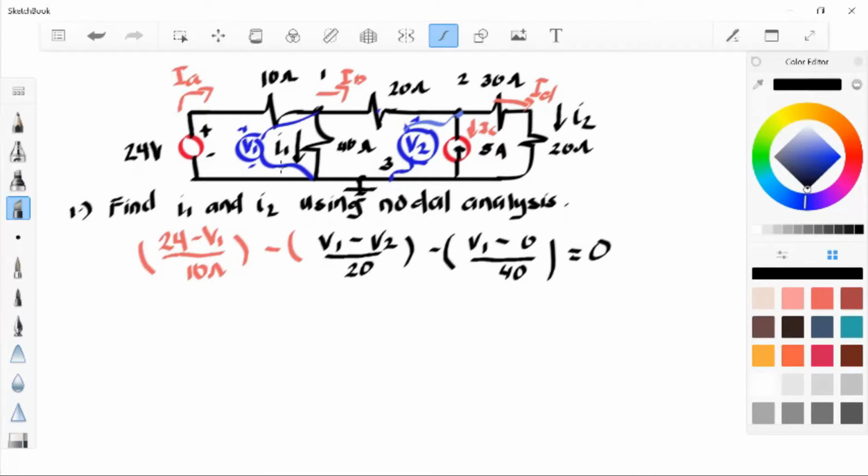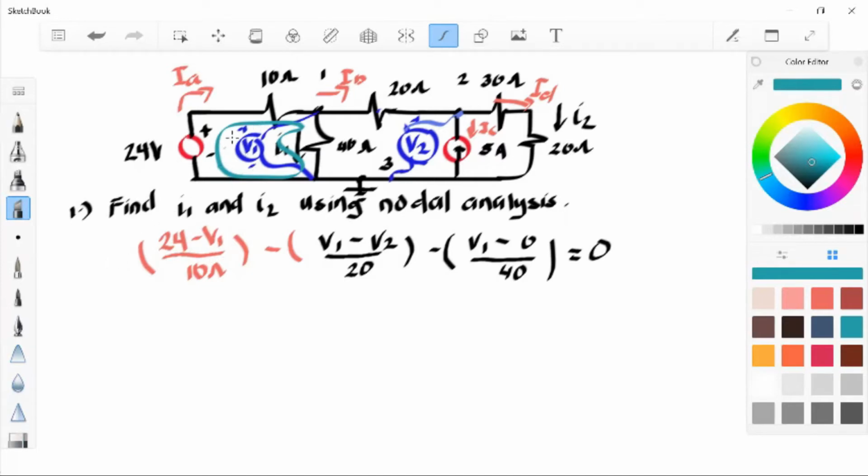If you look closely, the essence of a datum is that for this current IA, it must be a closed path. This is 24 volts, this is V1 right there, and again it closes to the negative side of the 24 volt voltage source. The voltage is divided by the resistance between them, which is 10 ohms. That's how you get current IA.